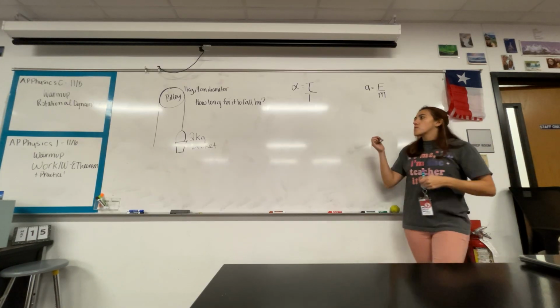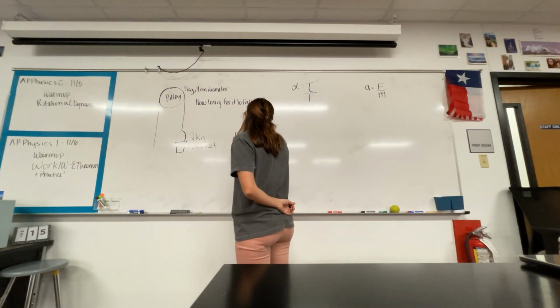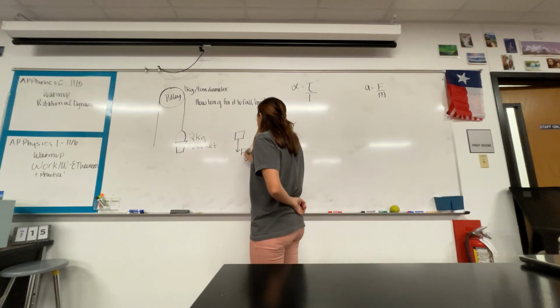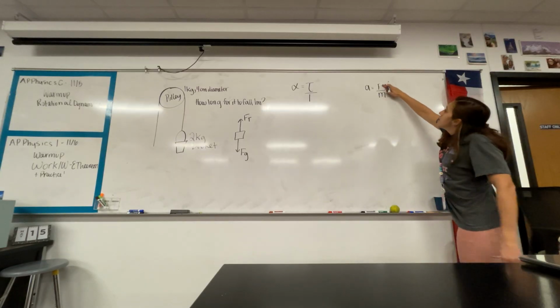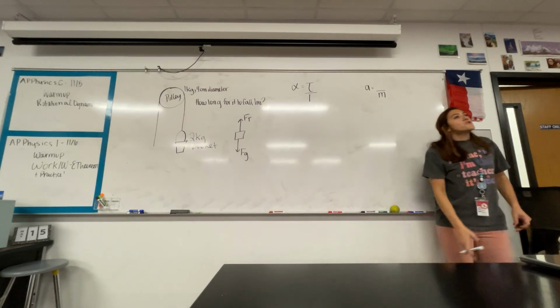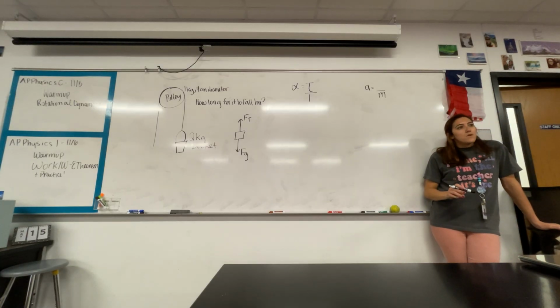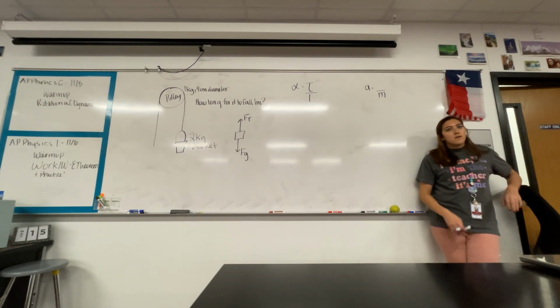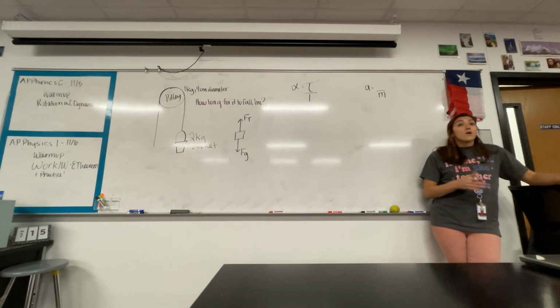I'm going to draw real quick a free body diagram for the bucket, just so we're all clear on what forces are acting on the bucket. So Fg, and then a force of tension. Before we get started, is that force of tension equal to Fg? When is it equal to Fg? What's the stipulation there? Moving at a constant velocity or at rest, right?